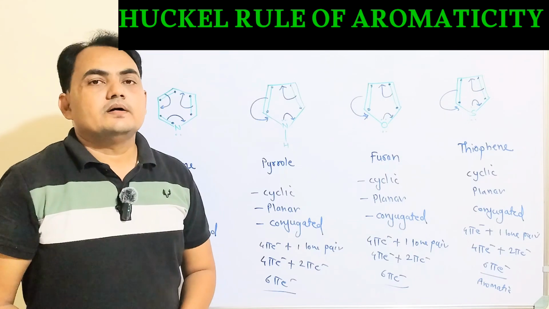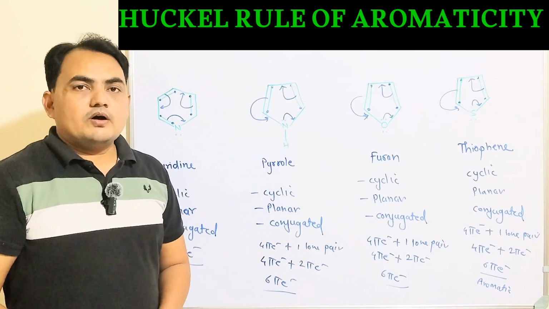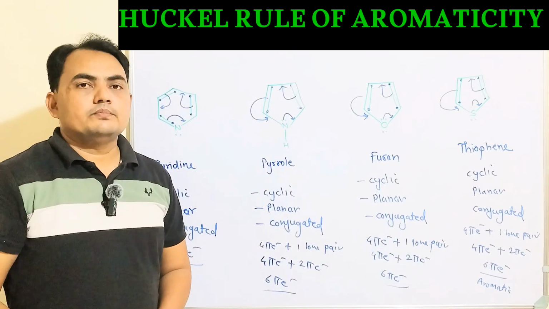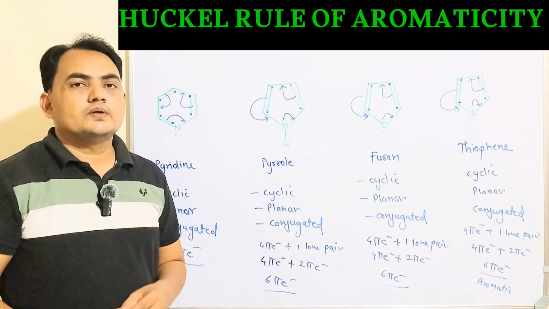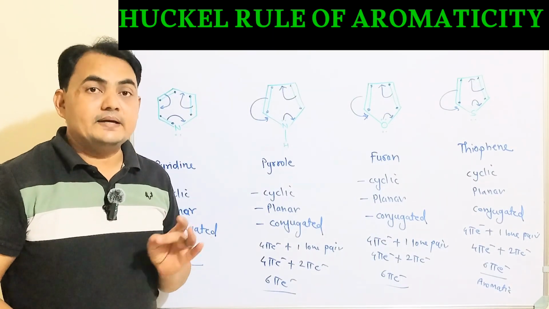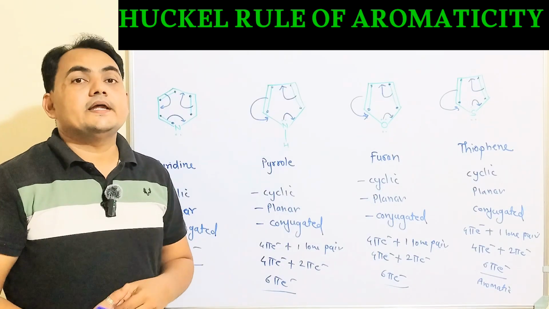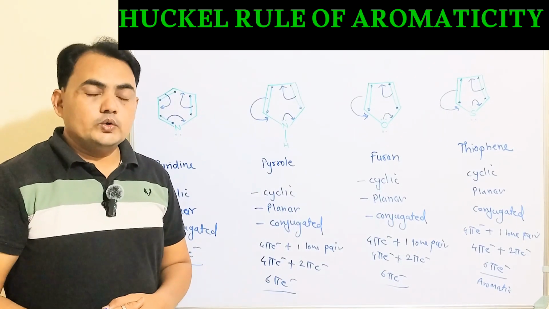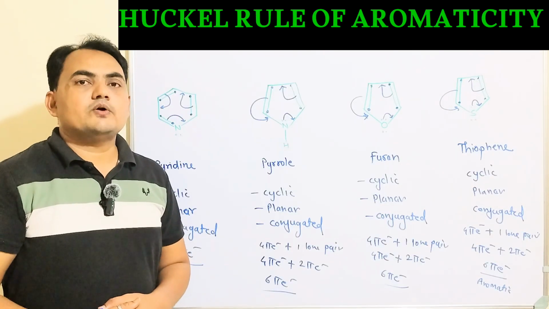So in this way, any cyclic, planar, conjugated system that consists of 4n plus 2 pi electrons, meaning 2, 6, 10, or 14 pi electrons, is said to be aromatic according to Huckel rule. So this is about the Huckel rule.